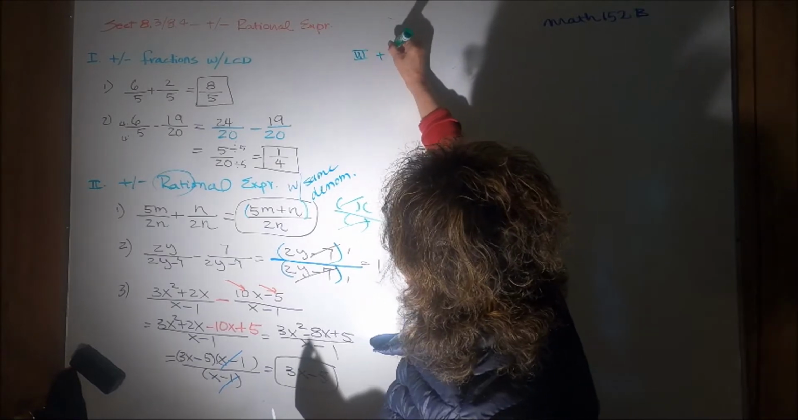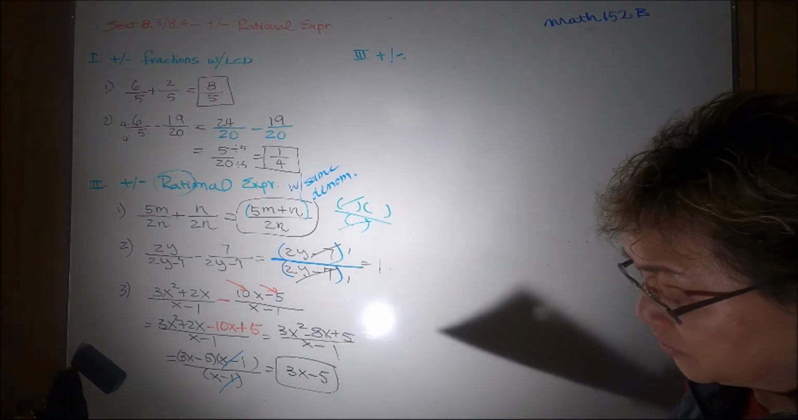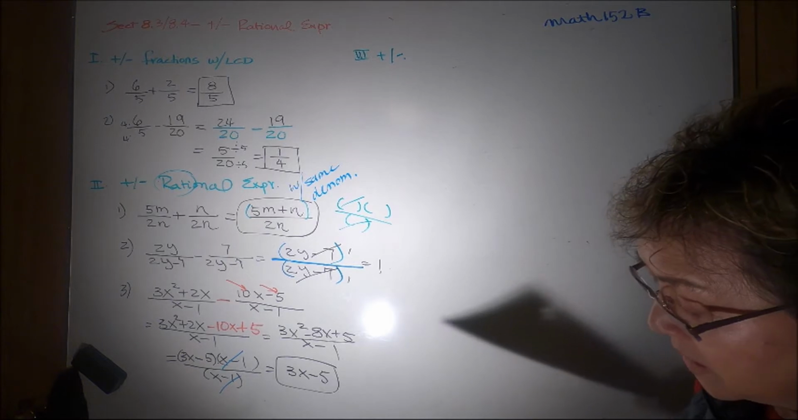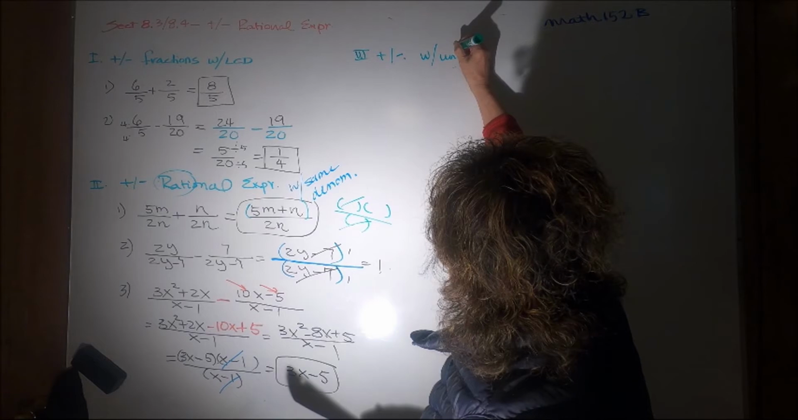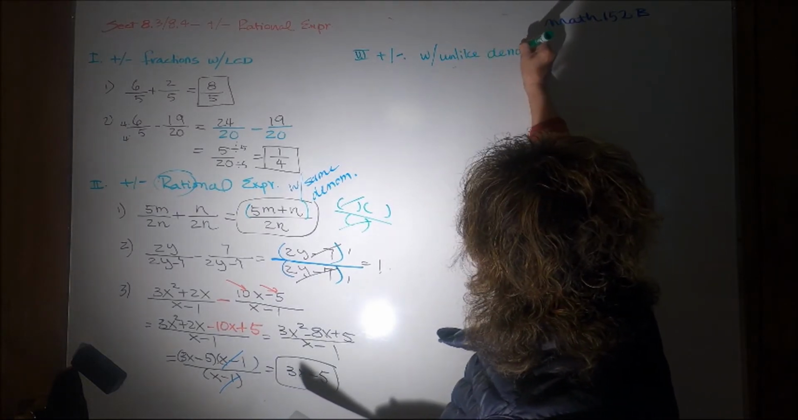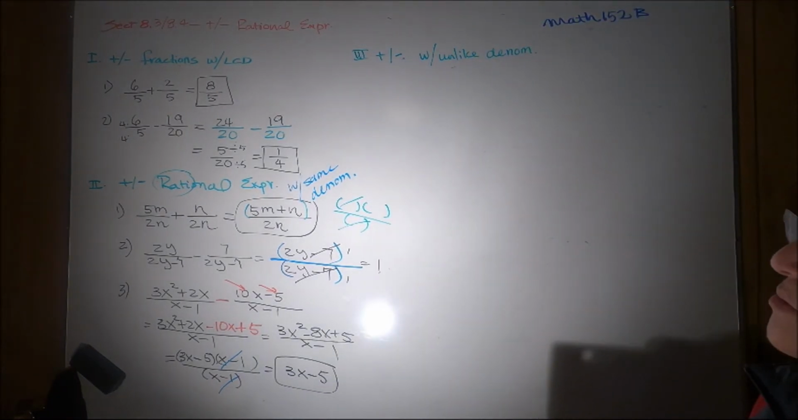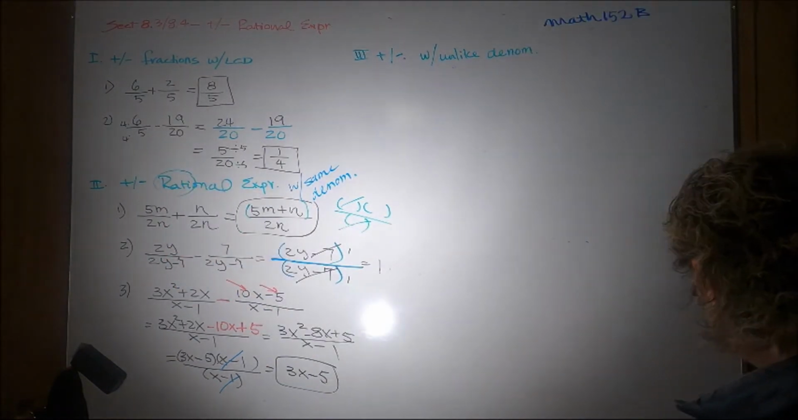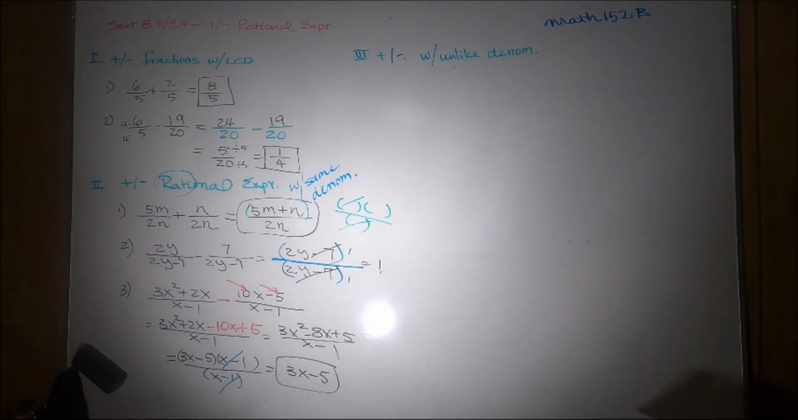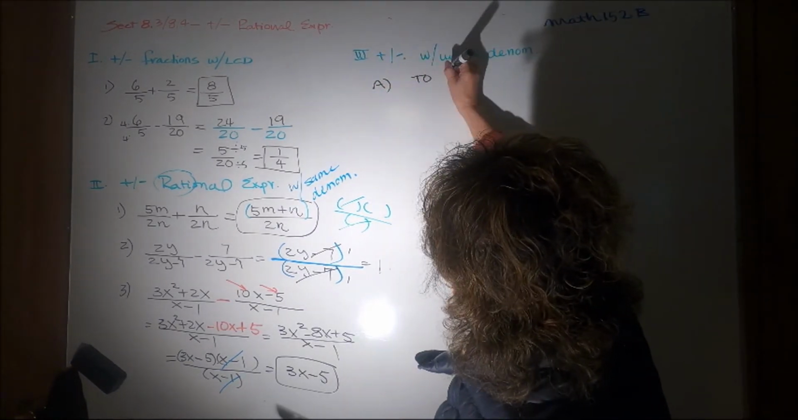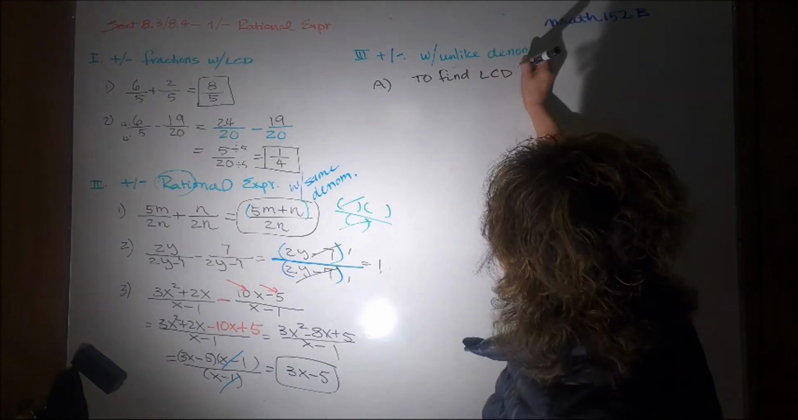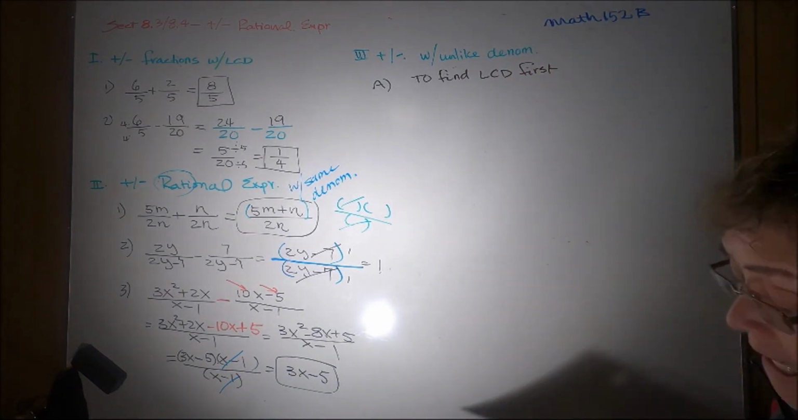If you subtract the rational expressions, right, with what? Different, with unlike denominators. Just like this one, right? Then you need to find the what? LCD. How do you find your LCD? So we need to find LCD first, right? How do we do that?